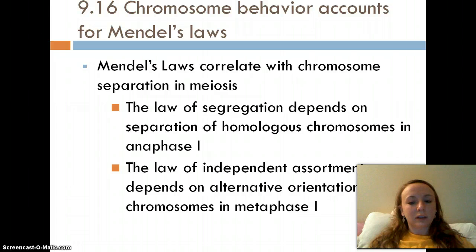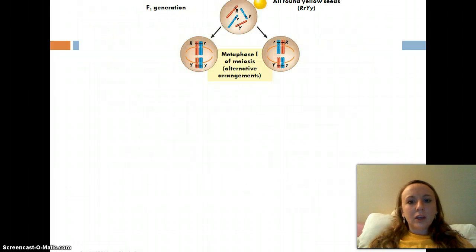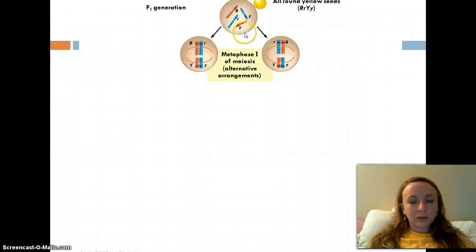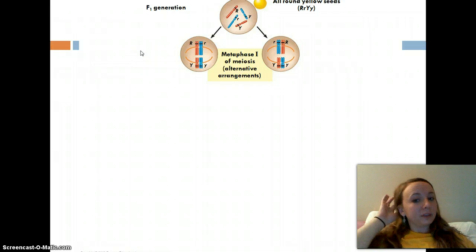So this is what talks about the actual assortment of these chromosomes in metaphase 1. So let's take a look here. In this picture, we start with an individual, and it's got all round yellow seeds, so it's heterozygous. You can look here and see that there's a big R, big Y, little y. So in meiosis, we're going to duplicate our chromosomes, our genetic information, and it shows their metaphase 1 of meiosis.